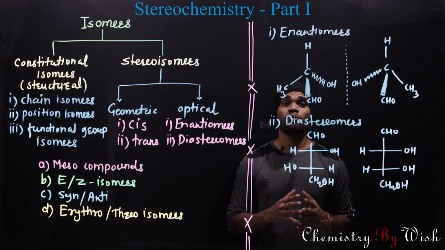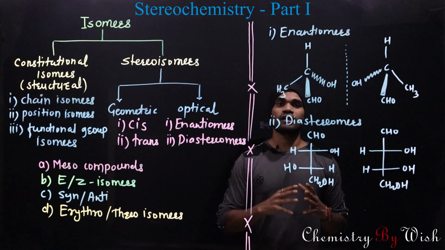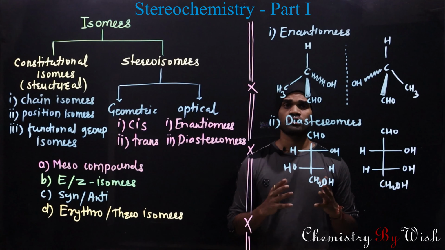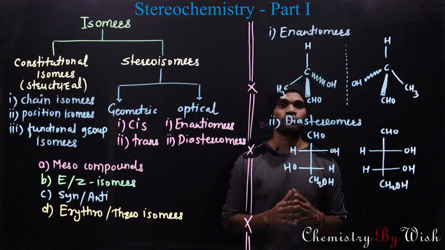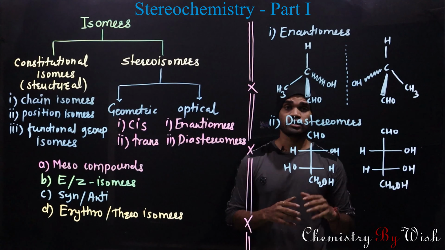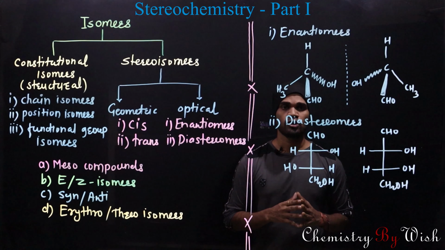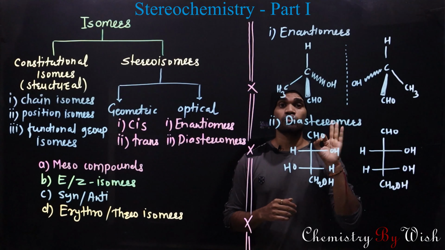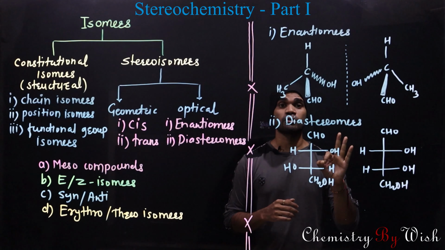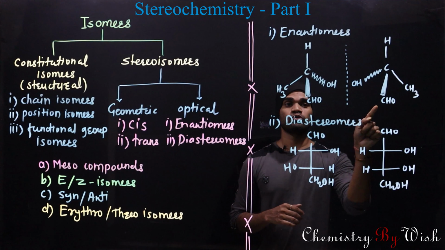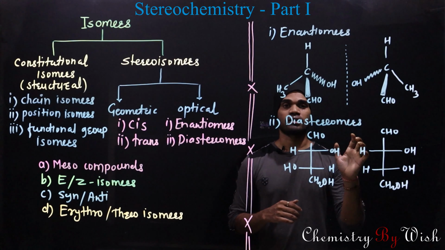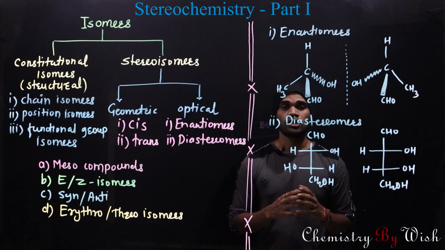So the next type of stereoisomer is the optical isomers. Optical isomers are further divided into two types, the enantiomers and diastereomers. So what are the enantiomers? What is the actual definition of an enantiomer? Enantiomers are the compounds or the molecules which are non-superimposable mirror images. So in this example, these two molecules are mirror images of each other, but they are non-superimposable.